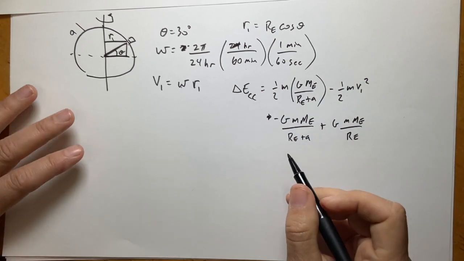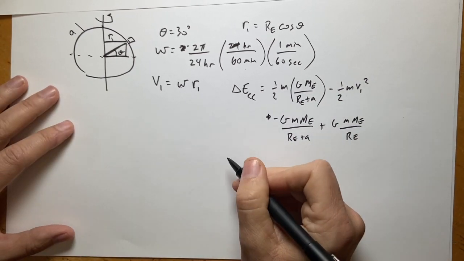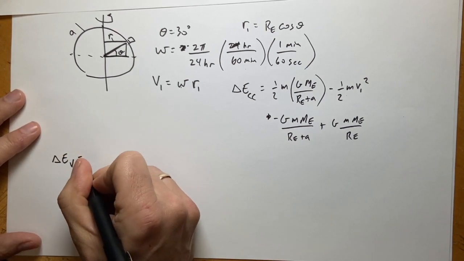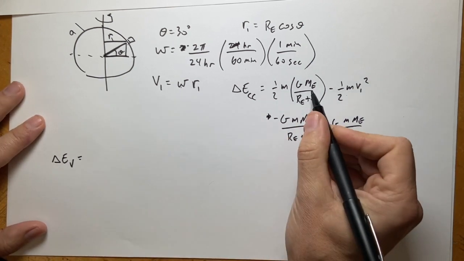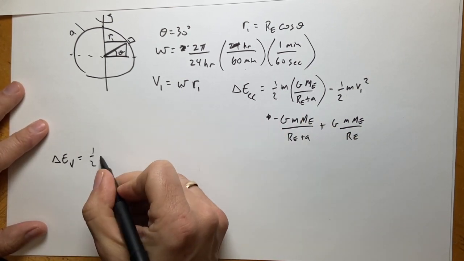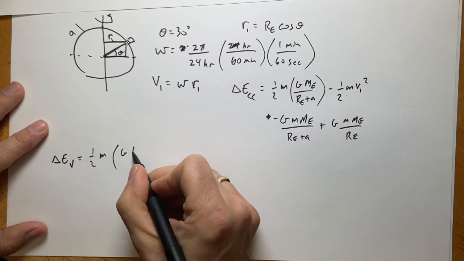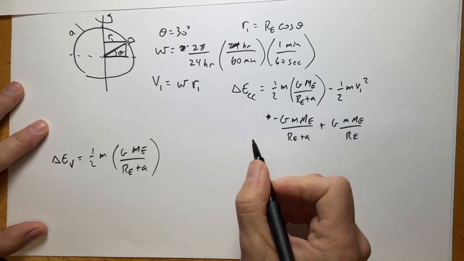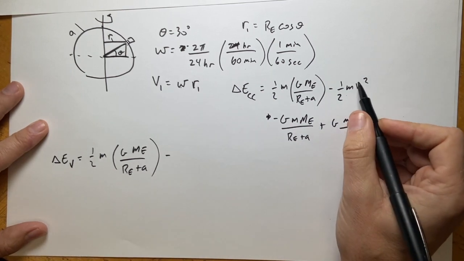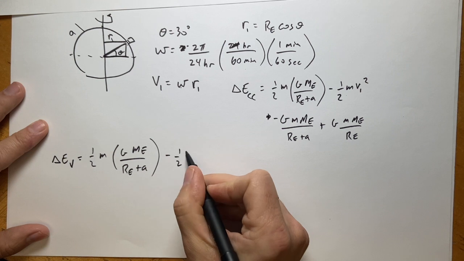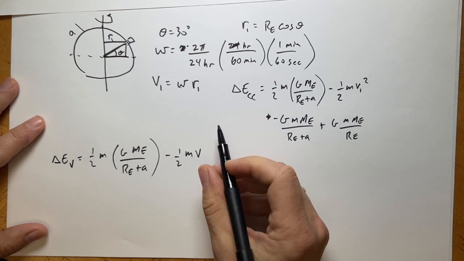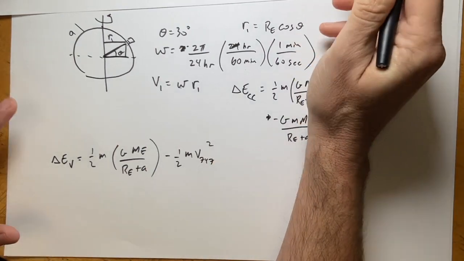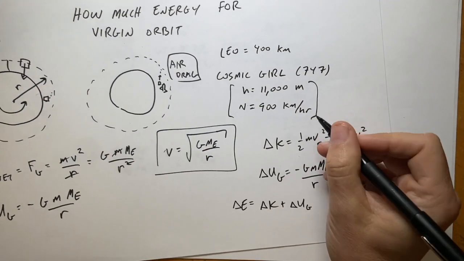Now let's do the same thing for the Virgin Orbit. Yeah, that's what it's called. So delta E V for Virgin Orbit. It's going to be the change in kinetic energy. It has the same final kinetic energy, 1/2 m G mass of the Earth over R Earth plus A, minus the initial, which is going to be equal to 1/2 m V 747 squared. That's the velocity, which I need to convert to meters per second.